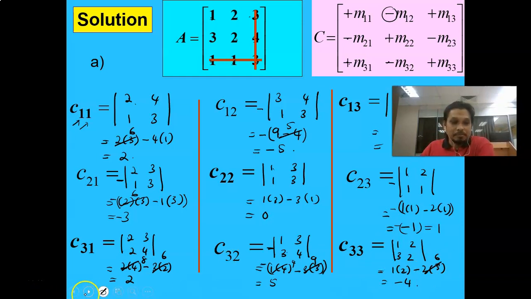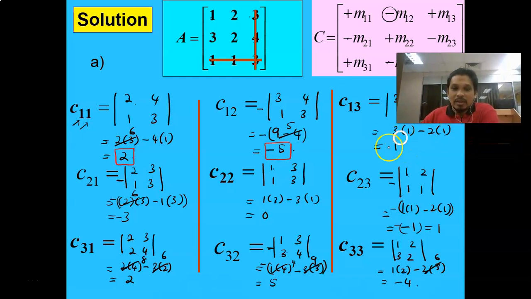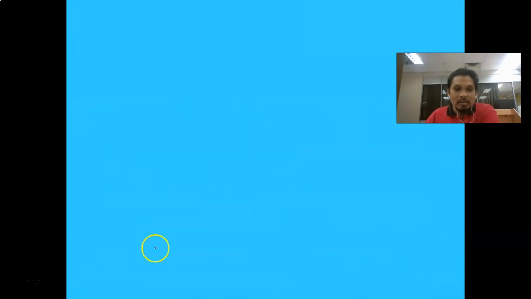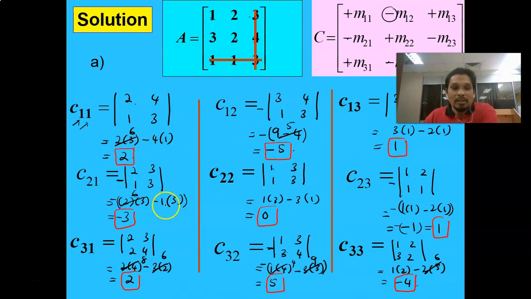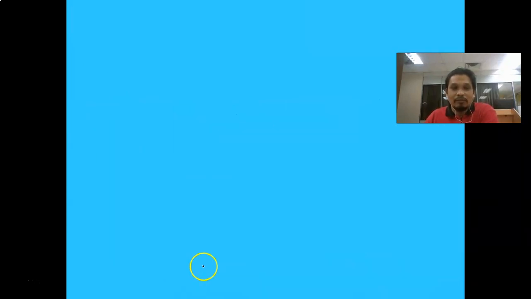Now, class, this is the cofactor for each of the coordinate of this matrix. Okay, -3, 0, 1, 2, 5, and -4. Okay, then this is it. 2, -5, 1, -3, 0, 1, 2, 5, -4.